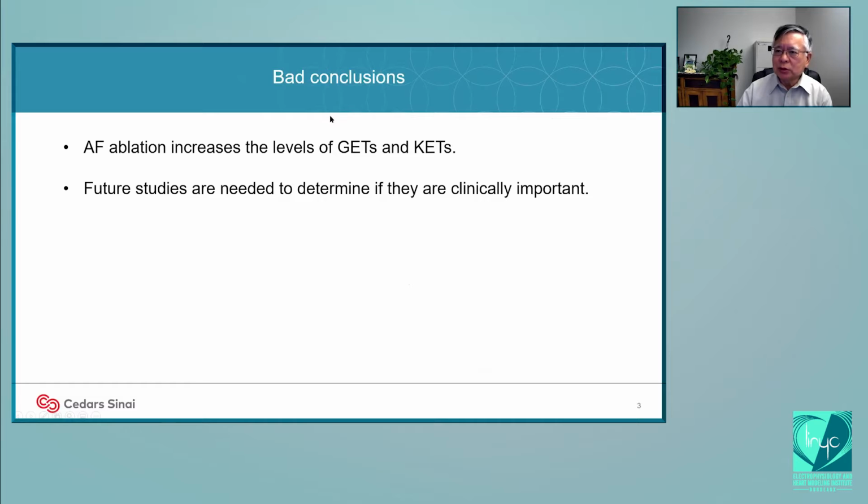There are some bad conclusions you don't want to write, and I hope, from my editor's point of view, that reviewers don't do this. Let's just come up with a fake conclusion: AF ablation increases the levels of GETs and the CATs. A lot of people do this, with more than two abbreviations in the conclusion. That frustrates the readers because in order to know what GETs and CATs are, you have to go back and look in the body of the abstract for the definition. And sometimes the definition itself was poorly written. So this kind of conclusion should be avoided.